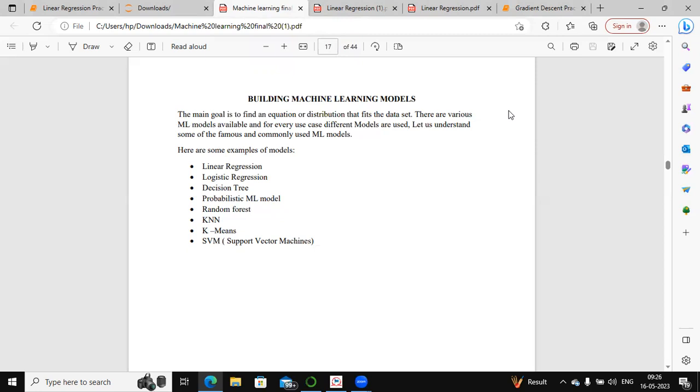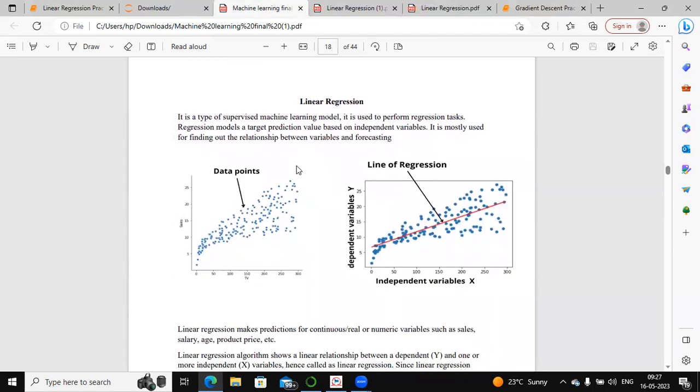Before starting that, let's see what building machine learning models is. So, building up of machine learning models. Okay. So the main goal is to find an equation of distribution that fits the data set. There are various machine learning models available, and for every use case, different models are used. So let us understand some of the famous and commonly used machine learning models. Here are the machine learning models that we are going to see in the coming sessions. First, I'm going to teach you the linear regression. So let's start with the linear regression part.